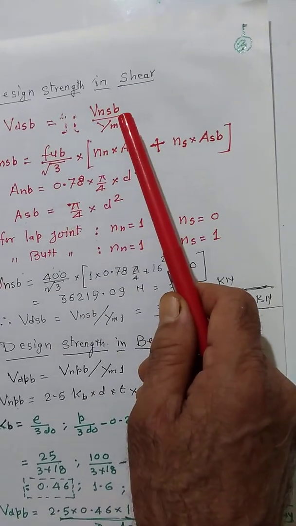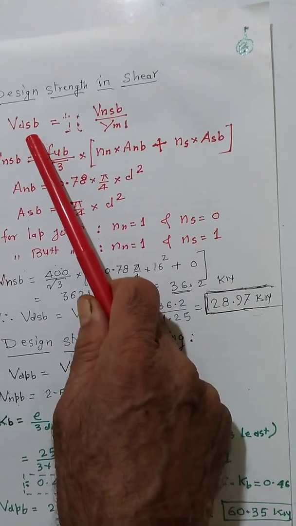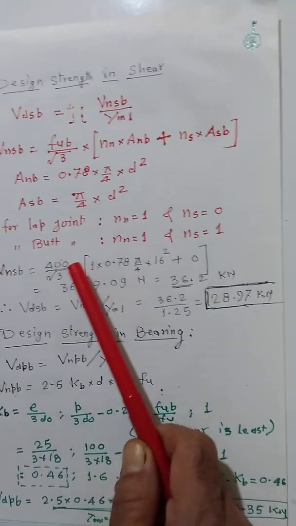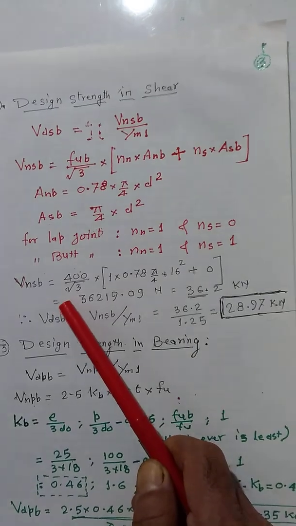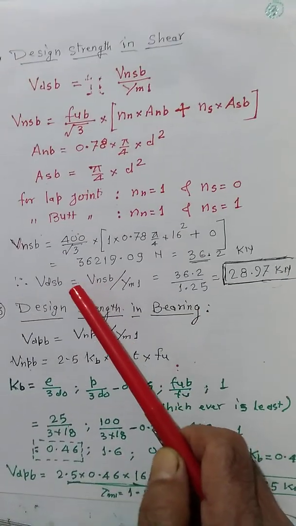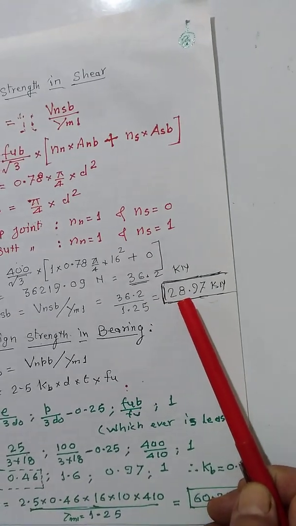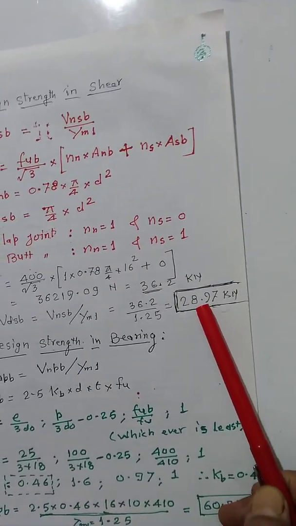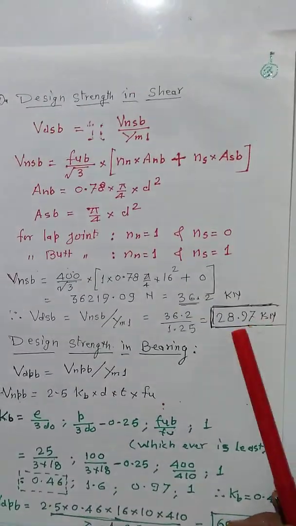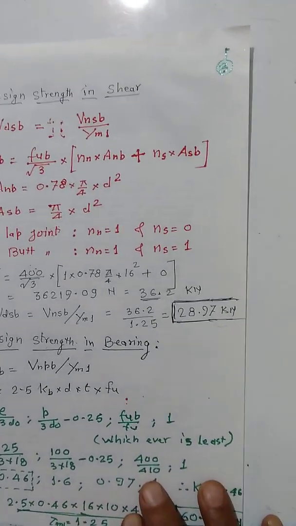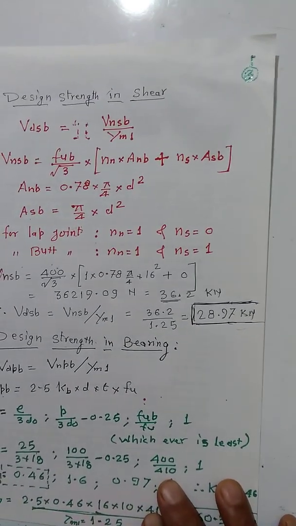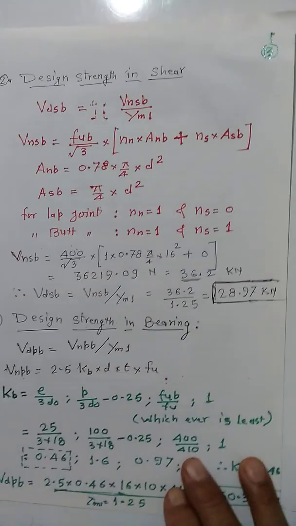This is Vnsb. We are supposed to find the design strength. So it is nothing but Vnsb upon gamma m1, which is 1.25. It comes out to 28.97 kilonewton. Design strength for the shear will be 28.97.